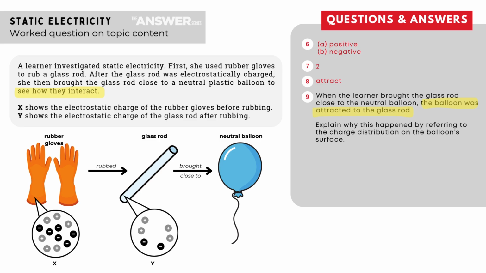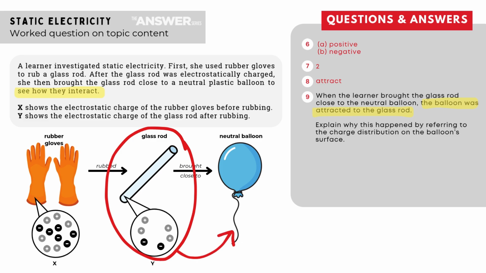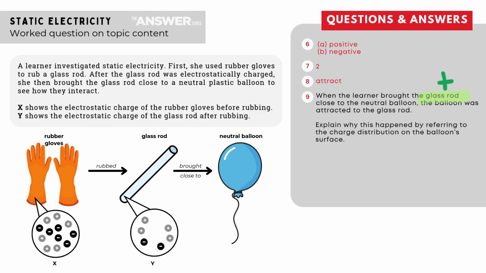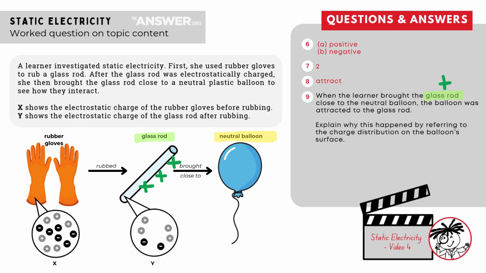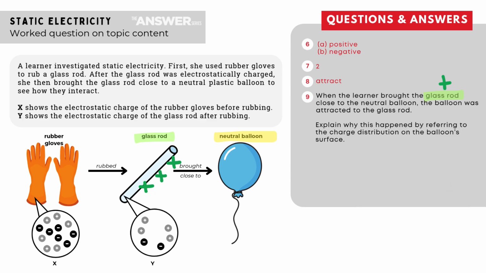So this is a higher order question that now requires of you to remember what you've already concluded happened to the glass rod and how that is going to influence a neutral object, in this case the balloon. First, you have to remember that we just concluded that the glass rod had a positive electrostatic charge after it was rubbed with the rubber gloves. So you basically have to explain how this positively charged glass rod will now affect the charge distribution of the neutral balloon. And this is the opposite of the scenario that we discussed in this video on static electricity. So go and have a look at it.